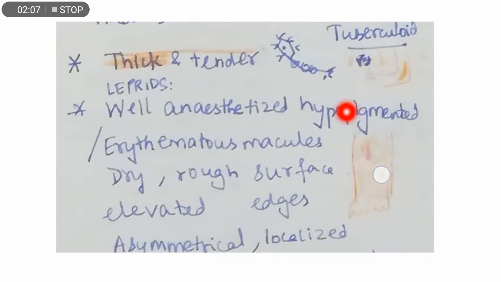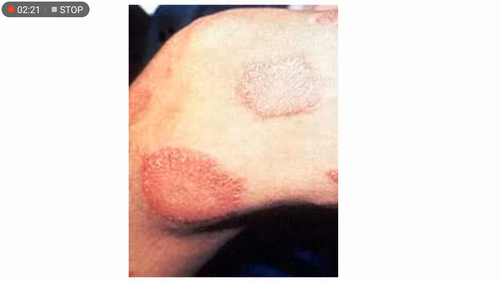Well anesthetized hypopigmented areas can be there. Erythematous macules, dry rough surface, elevated edges, asymmetrically placed, and they are mostly localized. The tuberculoid disease looks like this.